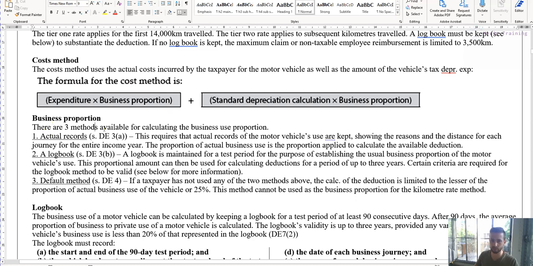The number one is actual records. This means you actually need to keep records of the distance for each journey for the entire income year, and you just apportion it based on that basis. The next one is the logbook.